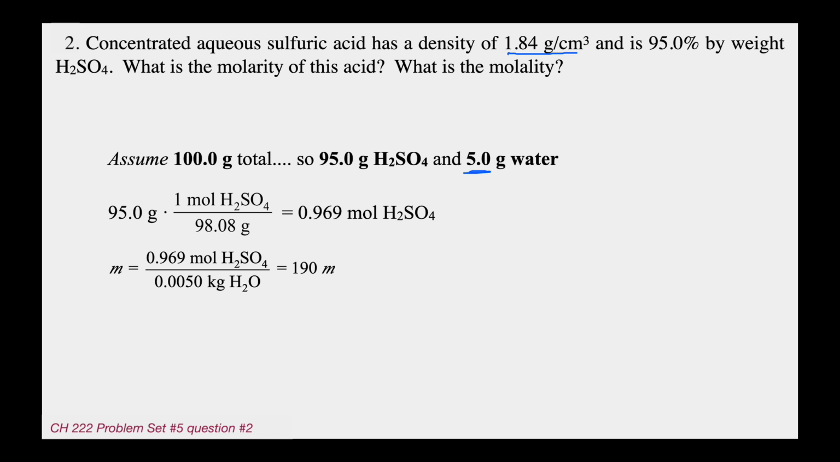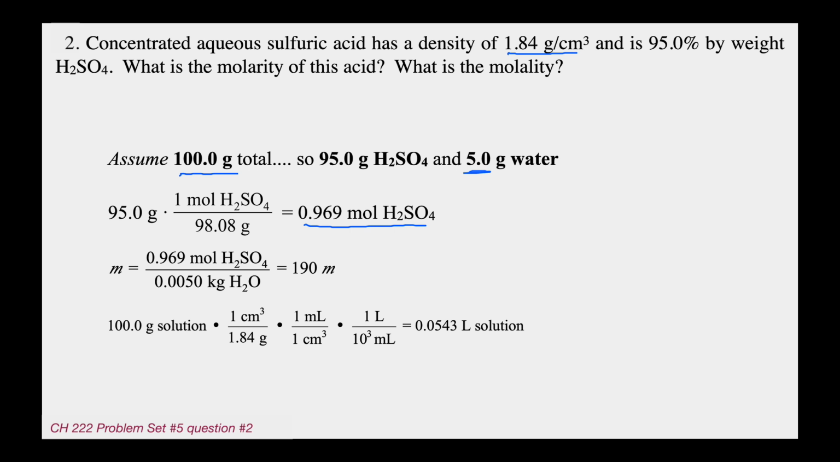Now, for molarity, we need moles of solute over liters of solution. And we already have the moles of solute number, that number right there. We need liters of solution. The 1.84 is the density of the solution. It's 1.84 grams of solution over a milliliter of solution. So the way that I would do this problem is I would say, hey, we have 100 grams of solution. That's with solute and solvent.